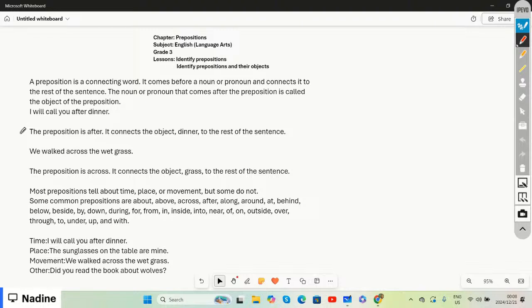In our previous lesson, we did nouns, and we said that nouns name people, places, animals, and things. Now we're saying that a preposition is a connecting word and it comes before that noun, which is a person, a place, an animal, a thing, or it comes before a pronoun. And remember, a pronoun takes the place of a noun, and then it connects it to the rest of the sentence.